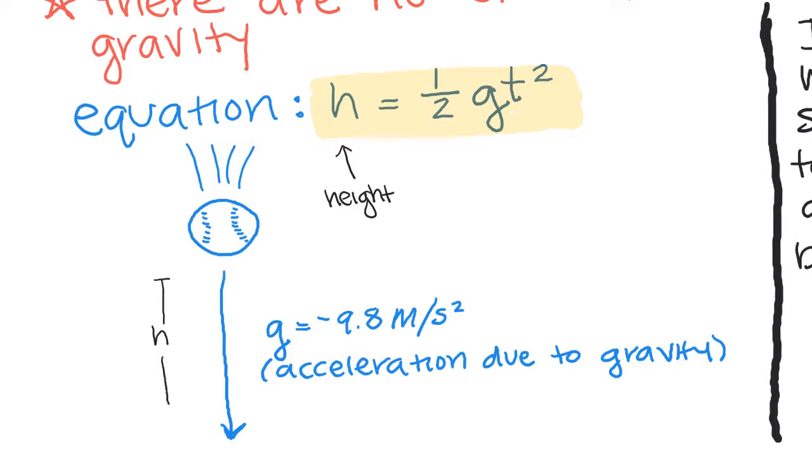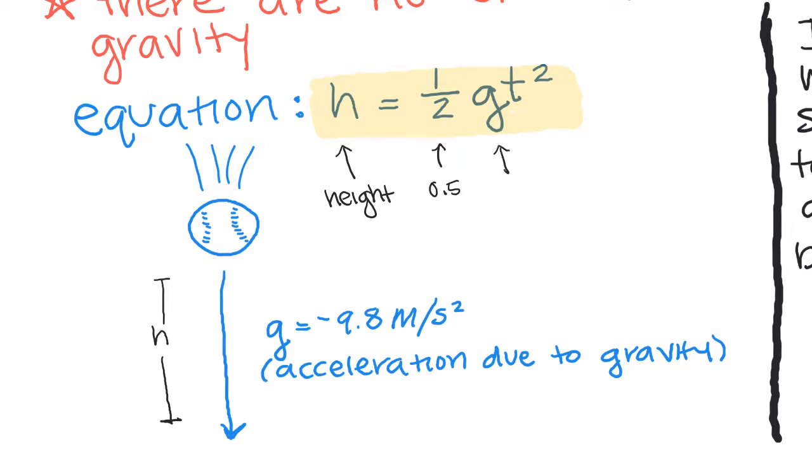Say we're looking at a baseball falling down to the ground. The height is how far the baseball travels from when it is released in free fall to when it hits the ground. Obviously, 1/2 is just 1/2. You could also calculate it in its decimal form, which is 0.5. Okay.